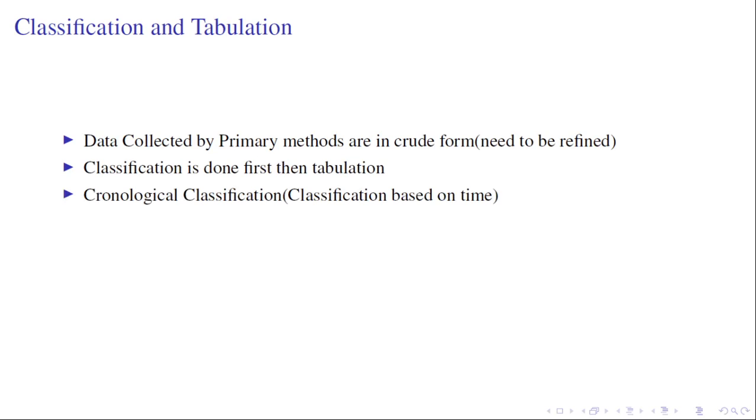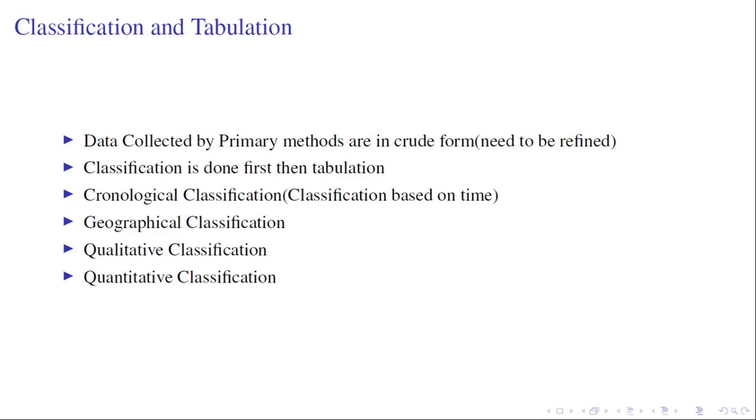There are four types of classifications. One is chronological classification. It is classification according to the time, and geographical classification. It is classification based on the locality or area of the data. And next is qualitative classification and then quantitative classification.